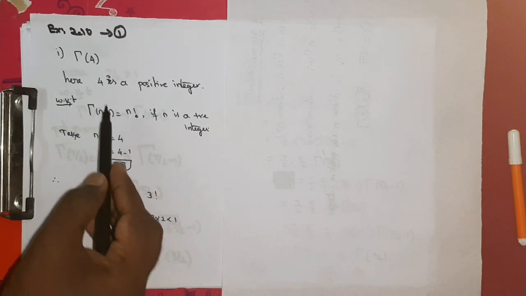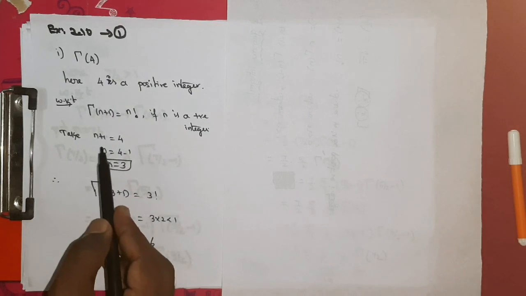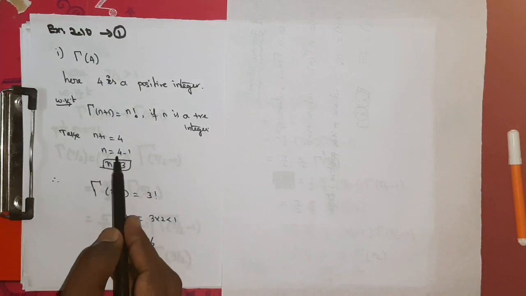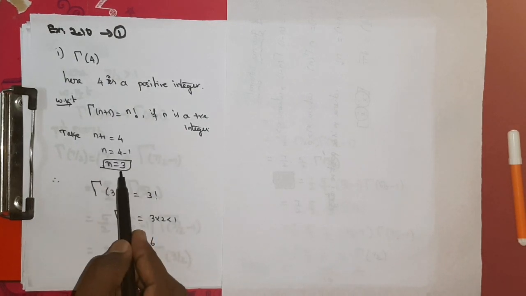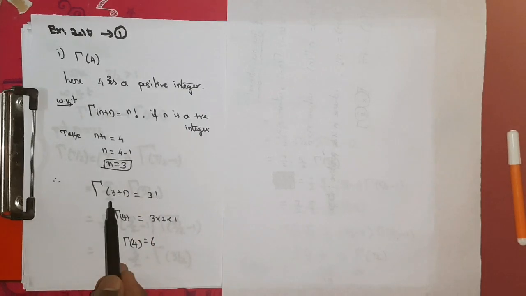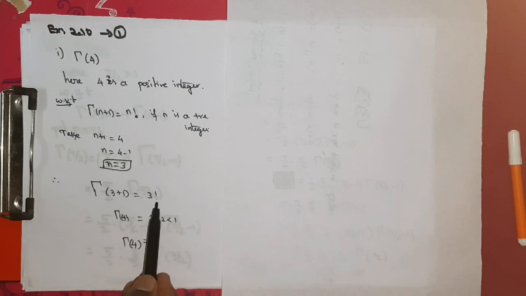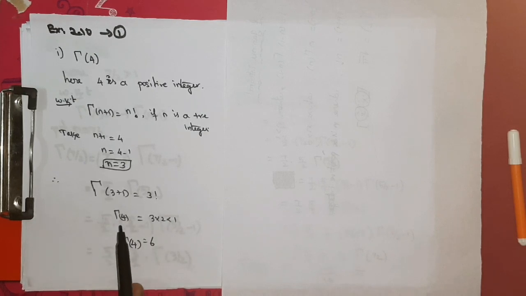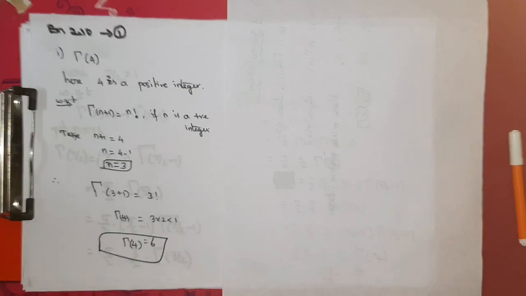Now in the n plus 1 place we have 4. So compare it. So if n plus 1 is equal to 4, then n equal to 4 minus 1. So that is n equal to 3. Then take n equal to 3 and apply in the formula. So you get gamma of 3 plus 1 equal to 3 factorial. So this side you get gamma of 4. And this side 3 factorial means 3 into 2 into 1. So the value is 6. So gamma of 4 value is equal to 6.